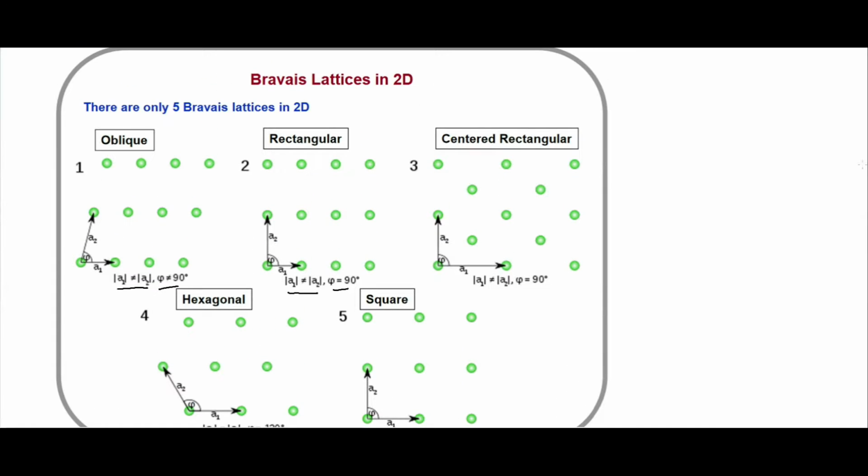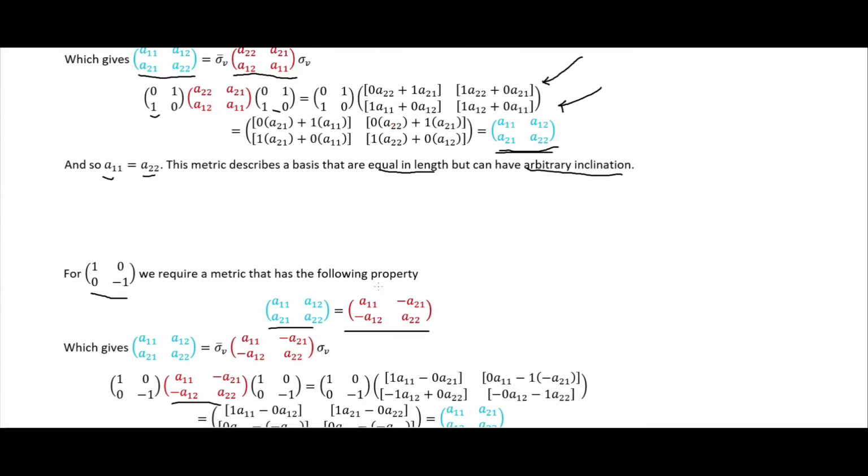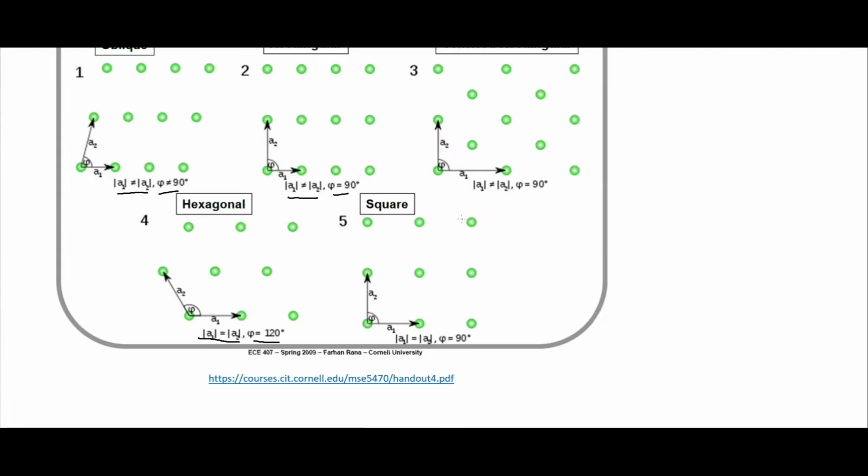And then we have the centered rectangular here, and we have the hexagonal, which is this where we have the bases equal to each other and the angle is 120 degrees. And that's similar to what we had up here where these are equal in length. And this is arbitrary inclination, but this hexagonal one is specifically 120 degrees.